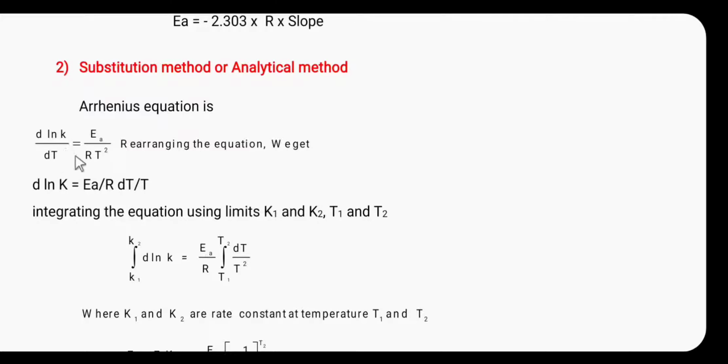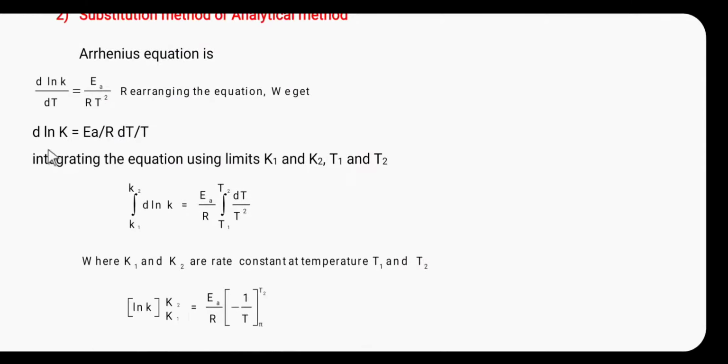d ln k by dt is equal to E upon RT square. We have to rearrange this equation: d ln k is equal to EA by R dt upon T square. We have to integrate the equation by using the proper limit. So the limits of the temperatures are T1 and T2, and here the limits of k are k1 and k2.